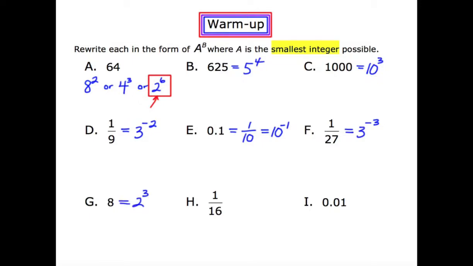In letter H, we have the fraction 1/16. Now, 16 is a tough one because there's a few options. You can think of 16 as 4 squared, but if we're striving for the smallest base possible, you actually really need to think about it as 2 to the power of 4. But since the 16 is in the denominator, the answer is actually 2 to the -4th power. And finally, we have the decimal 0.01, which is the same as the fraction 1/100th, which in this case will give us an equivalent a to the power of b of 10 to the -2.